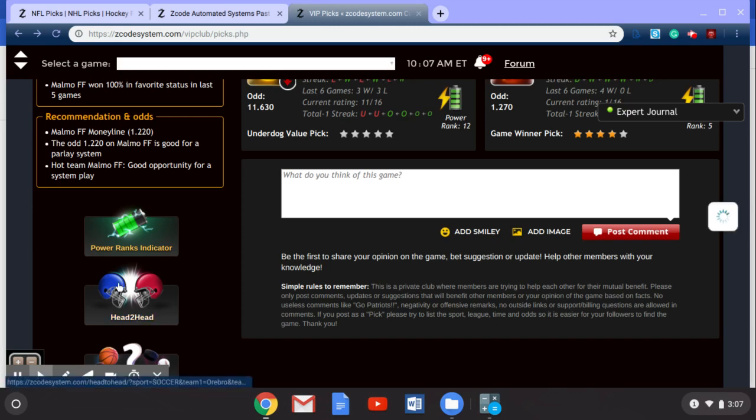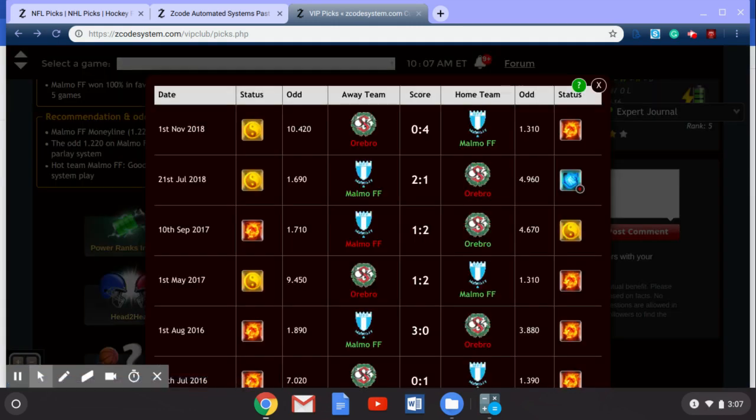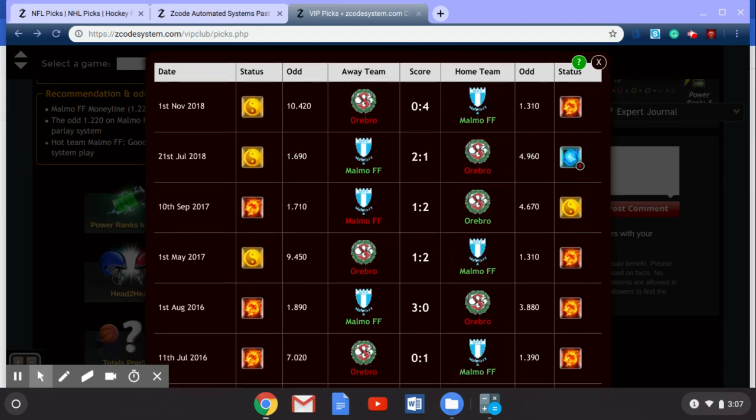But if we look at the head-to-head between these two teams, we can see that Malmo have won, I believe that's five of the last six games against Örebro, their only loss coming back in September of 2017. So it's been a while since we've seen a defeat happen. And one thing that you can notice in the last five games, over 2.5 goals scored in each of those. And in three of those five, both teams scoring. So I think Malmo are going to come away with a win in this game.